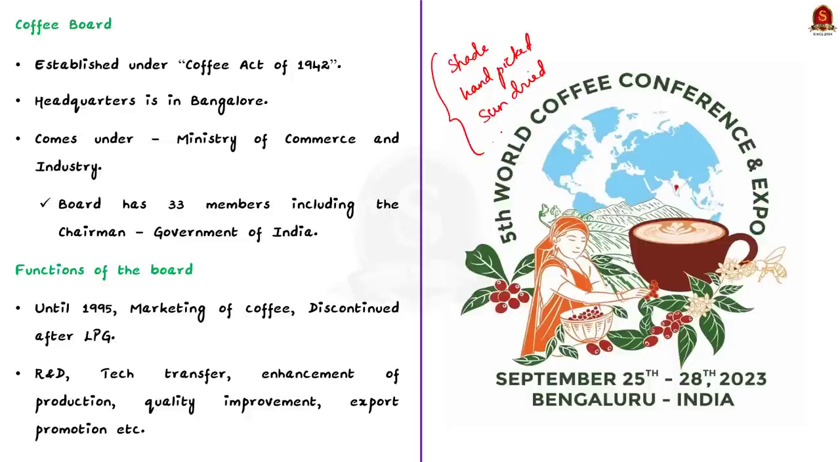Now let us see about the Coffee Board. Coffee Board was established under the Coffee Act of 1942. It is headquartered in Bangalore. This Coffee Board comes under the control of the Ministry of Commerce and Industry.